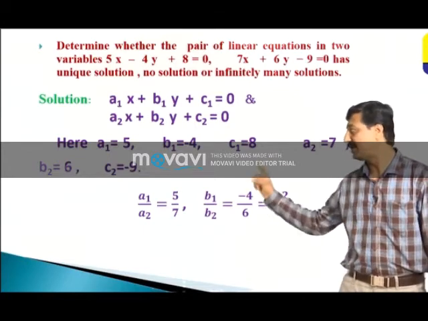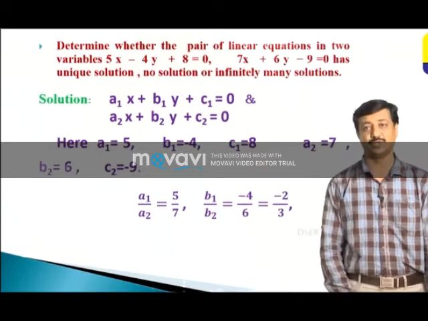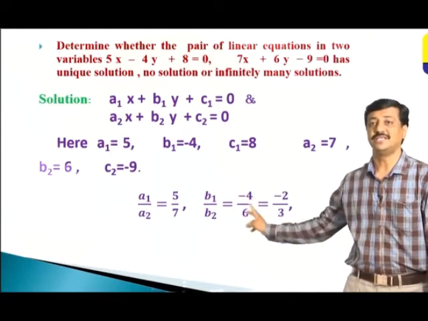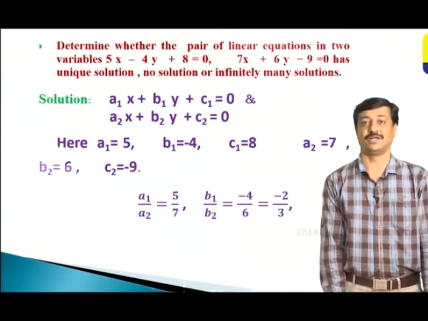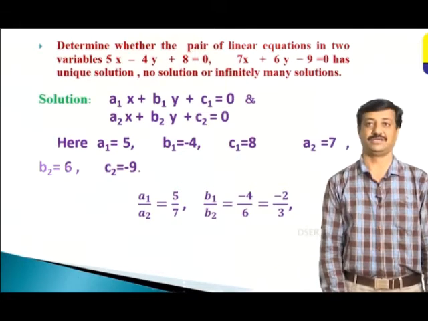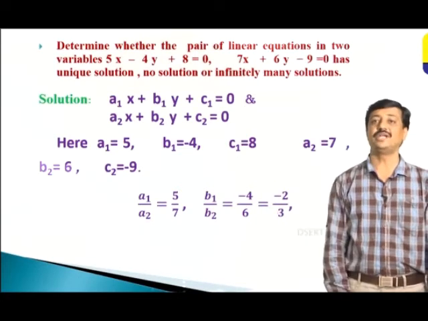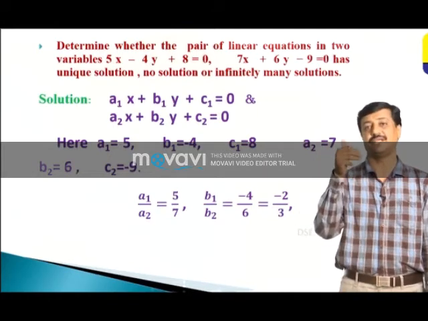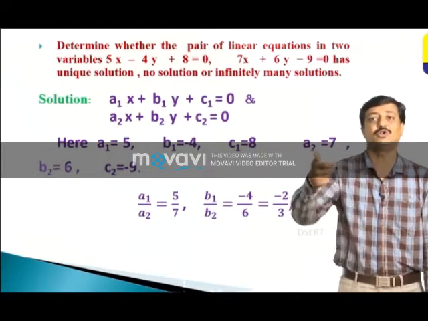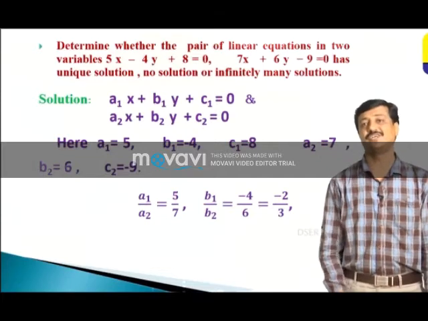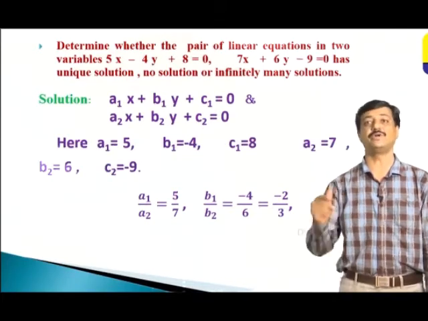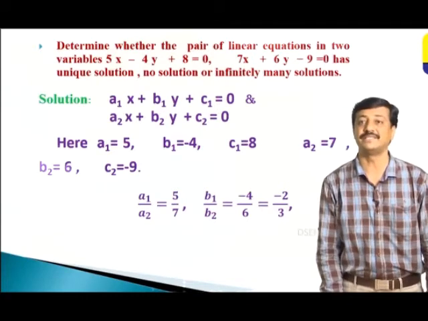Just by comparing a1 by a2 with b1 by b2, you can come to a conclusion that these two ratios are unequal, they are not equal. In this case, there is no need to find the ratio c1 by c2. If the ratio a1 by a2 is not equal to b1 by b2, based on the first condition, we can arrive at a conclusion. No need to get the ratio c1 by c2.